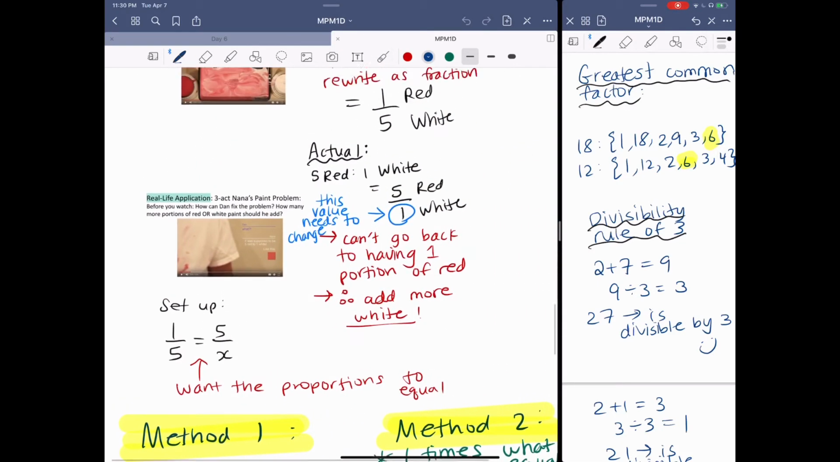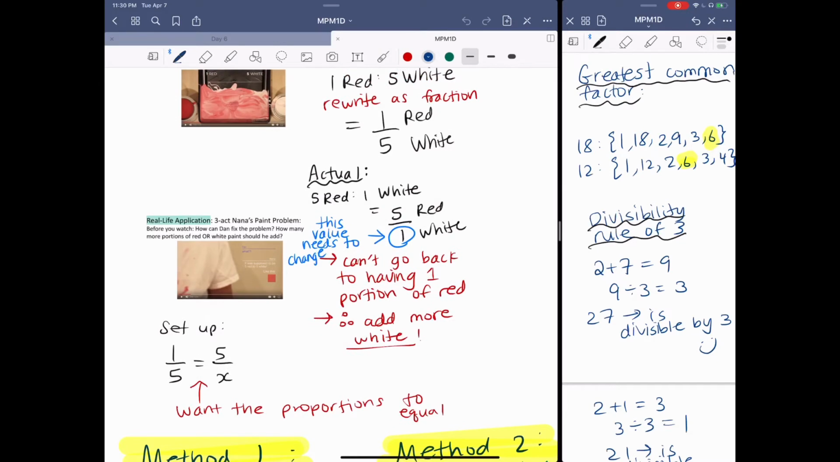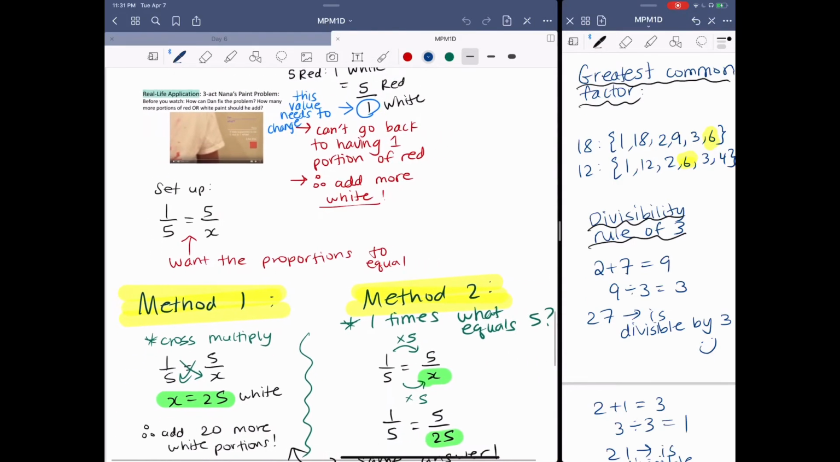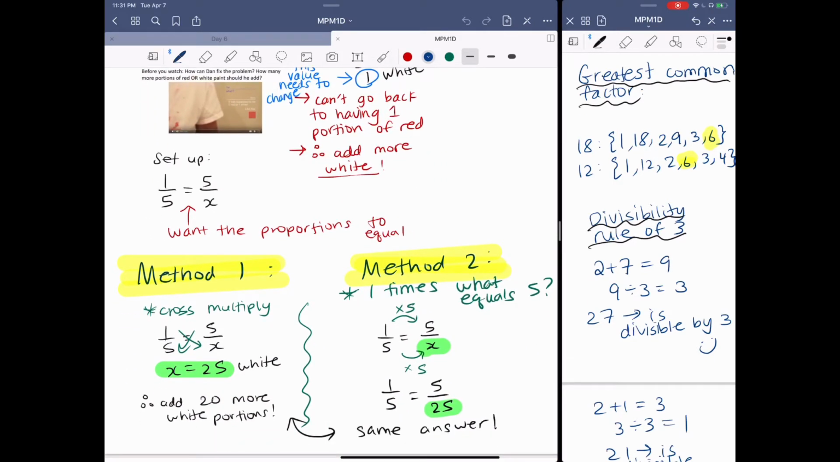And why do you think I changed the white to x? Well, because I can't change the number of red, I can't go back to having 1 red. I can't change back in time, right? But keeping the 5 red, I could add more white paint to it. And so I want the proportions to be equal, and then you're going to try to solve. And so we're dealing with some proportion questions here.